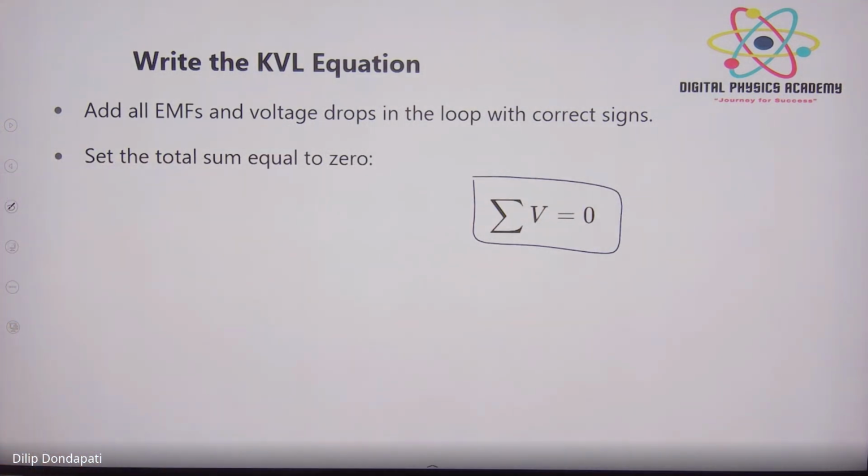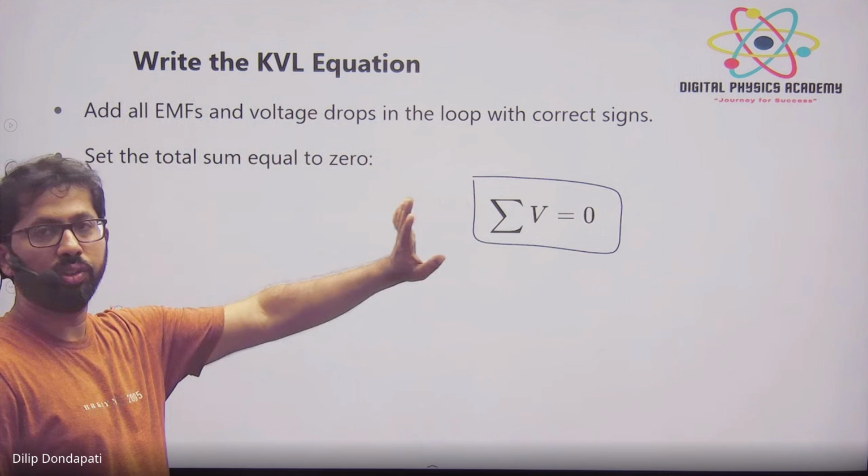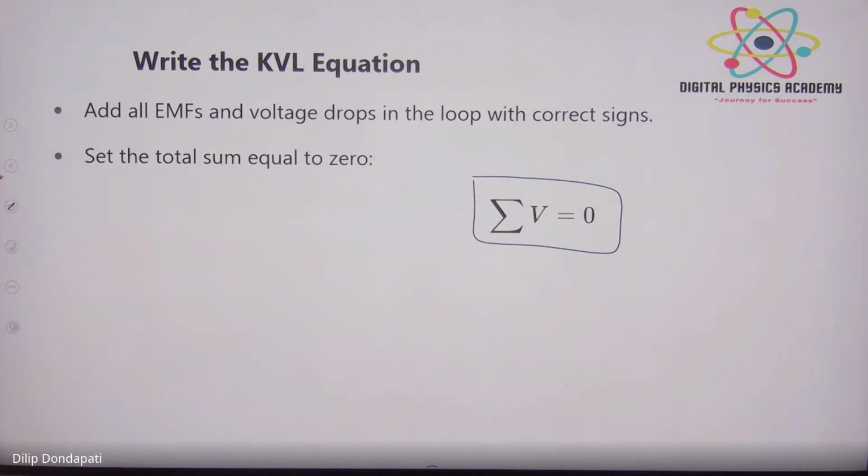We will follow step by step and solve. Just write the KVL equation and apply delta V is equal to 0. Now we'll see the numerical through. Nothing needs to be memorized, it's just a method. That's it.